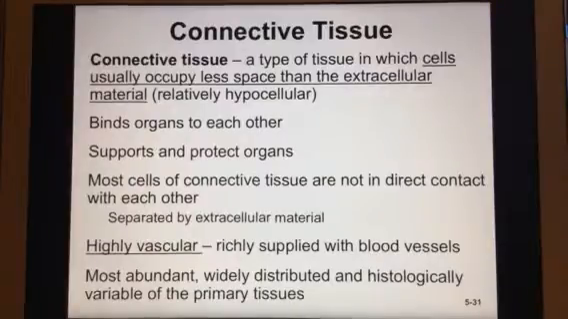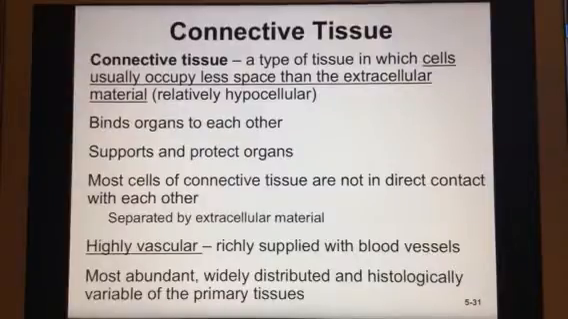It's a type of tissue where the cells occupy less space than the extracellular material or the matrix. So you'll expect to see some kind of blank space or some fibers in between cells, and it's not just cell, cell, cell, cell. This type of tissue binds organs to each other and also supports and protects those organs. Most of those cells in the connective tissue don't directly touch each other. They have that matrix in between.